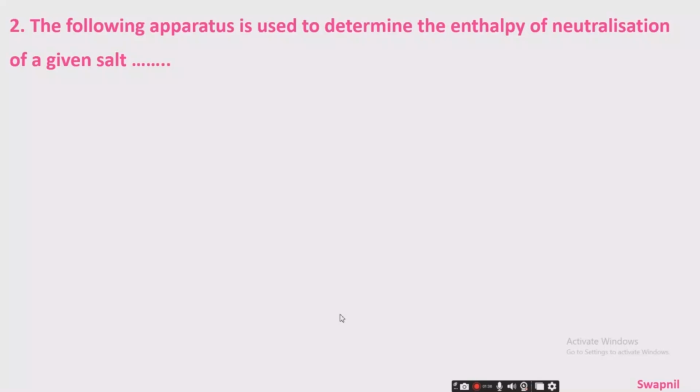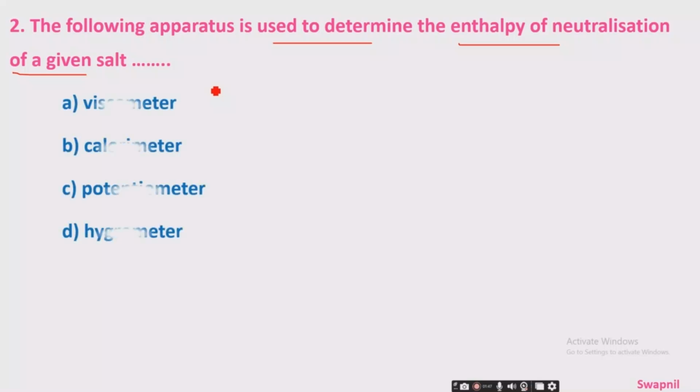So next, the following apparatus is used to determine the enthalpy of neutralization of a given salt, and these are the options for the question. So the correct option is option B, that is calorimeter. The calorimeter is the apparatus used to determine the enthalpy of neutralization.